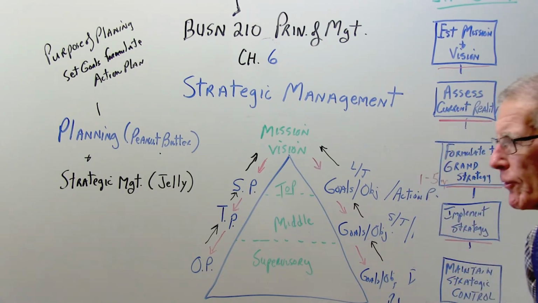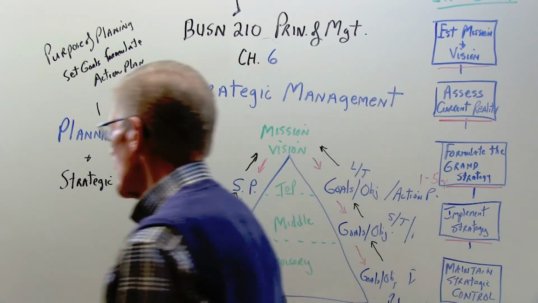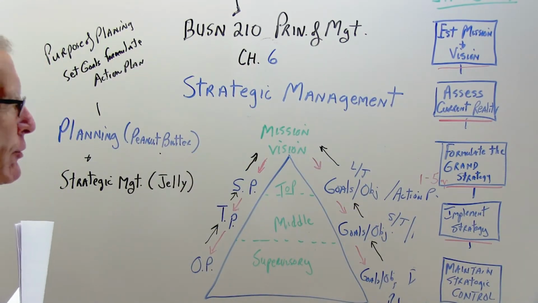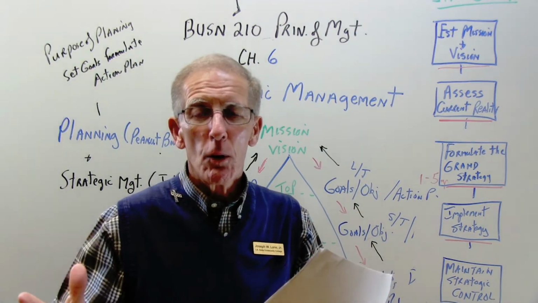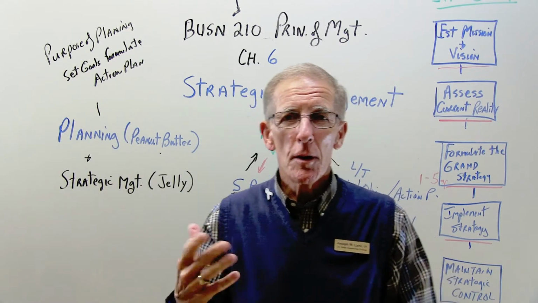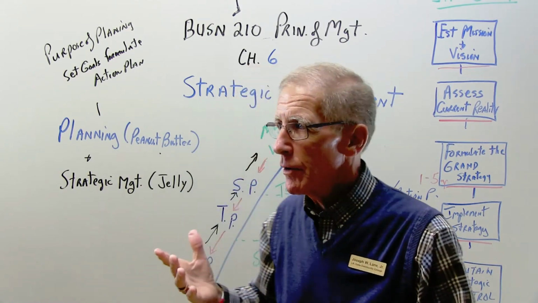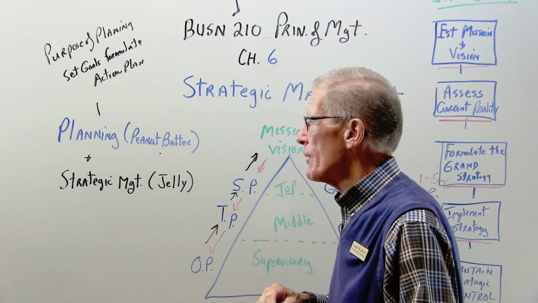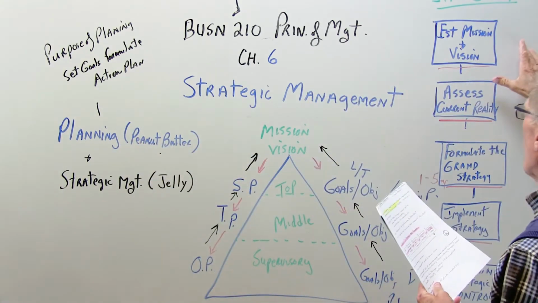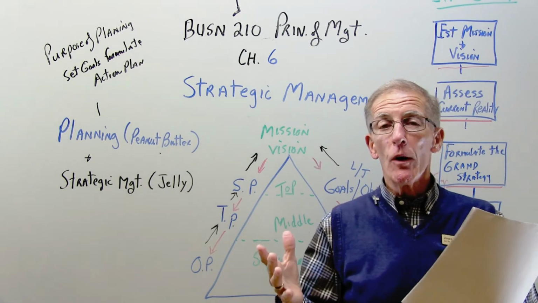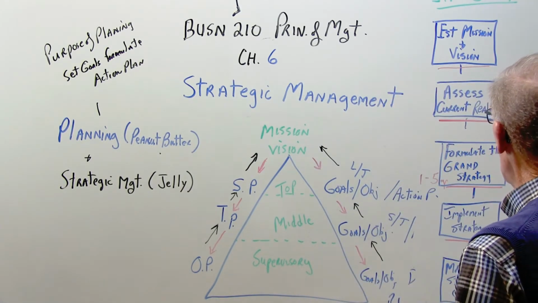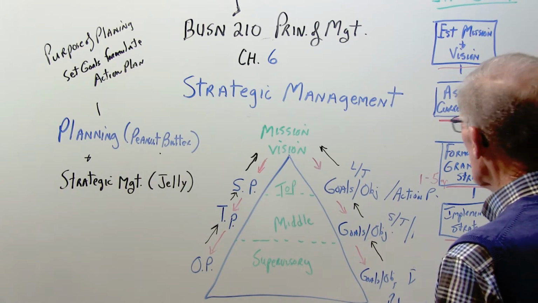Okay, so let's look at the steps in the strategic management process. Number 1, establish the mission and the vision. Okay, we got that, don't we? We did that in chapter 5. We know what it means to establish the mission and the vision, your purpose, where you're headed. So it means that both in planning and in strategic management, you've got to have a mission and a vision. Same one for your company. Now, step number 2, assess the current reality.